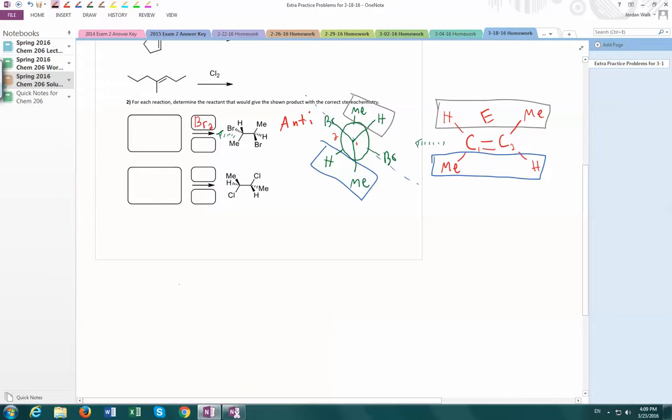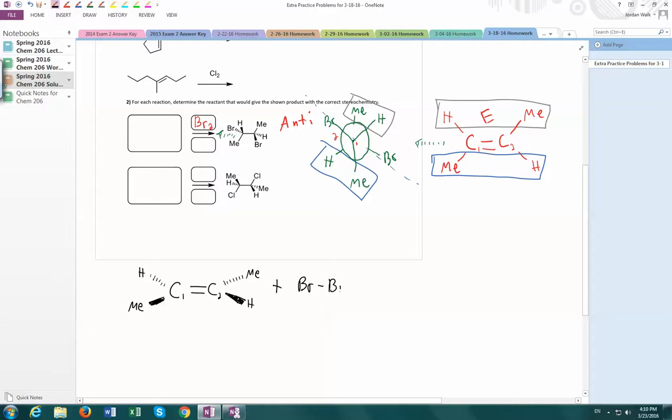By turning it 90 degrees, we're going to start out with C1 and C2. So we'll put methyl back there, our hydrogen back there, hydrogen in front, and methyl in the front. Okay. Make sure I know what I'm doing here. Okay, so we're going to brominate.